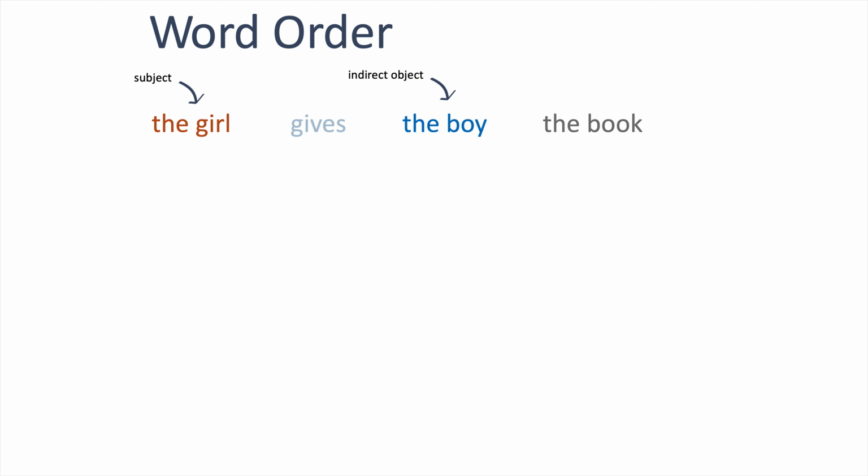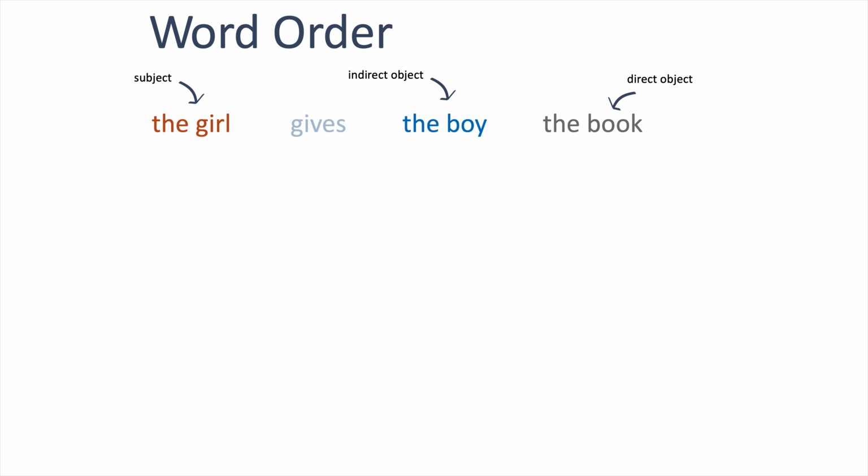First, let's talk about word order. In English, we have a fairly standard word order that typically indicates the role each noun plays in a sentence. The girl gives the boy the book. We have three nouns. The girl is the subject. The boy is the indirect object and usually comes after the verb. The book is the direct object.